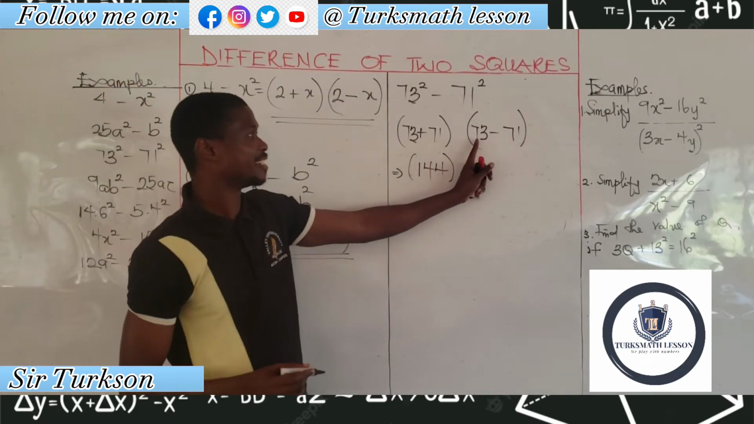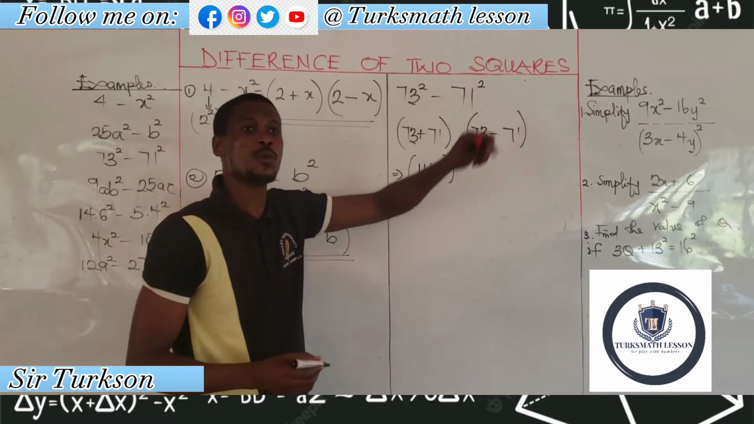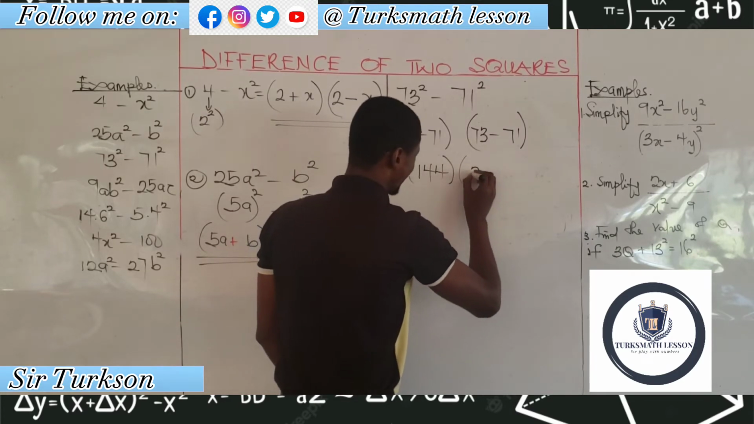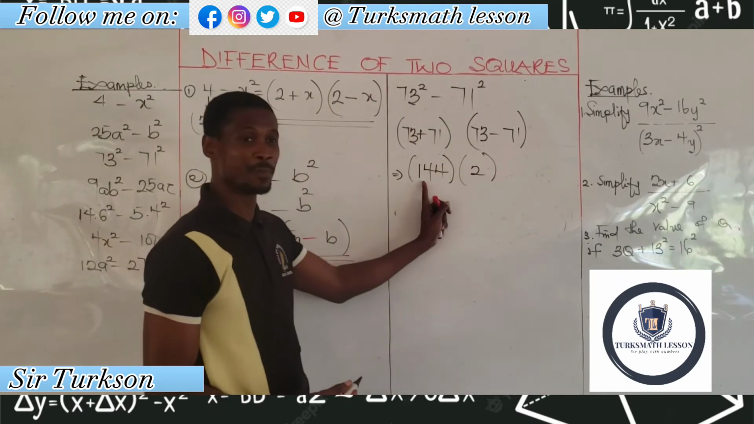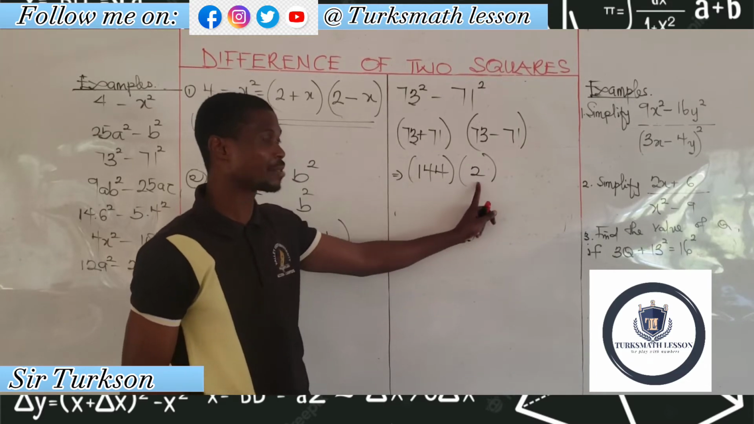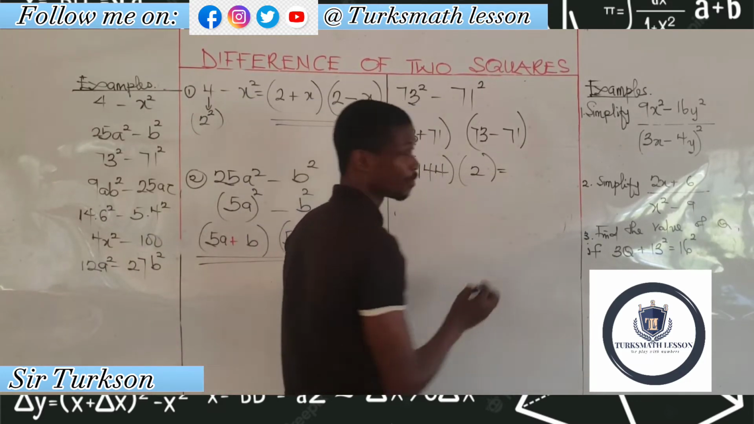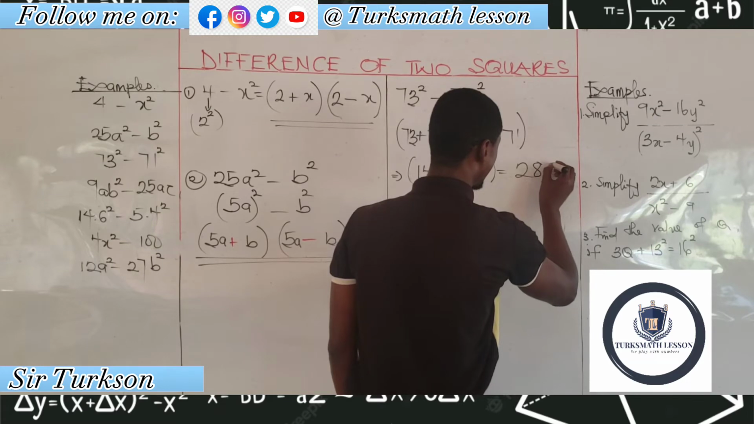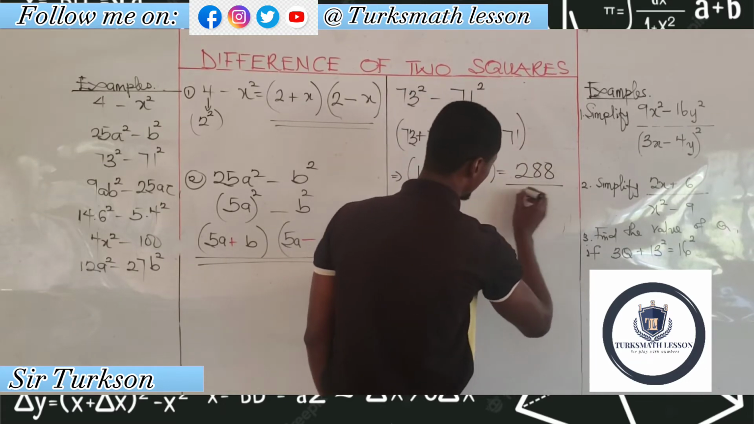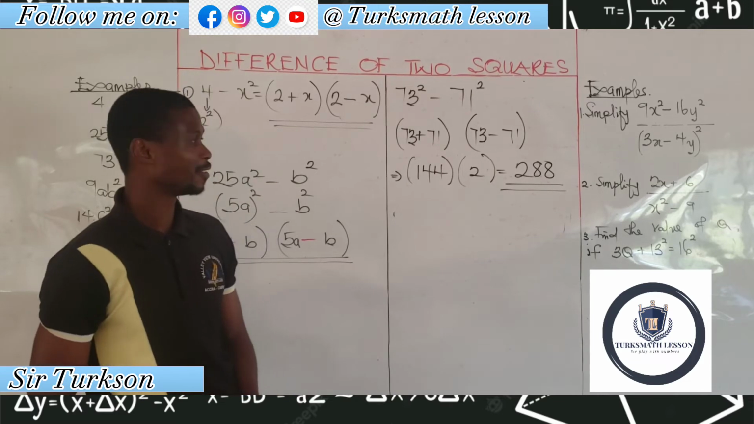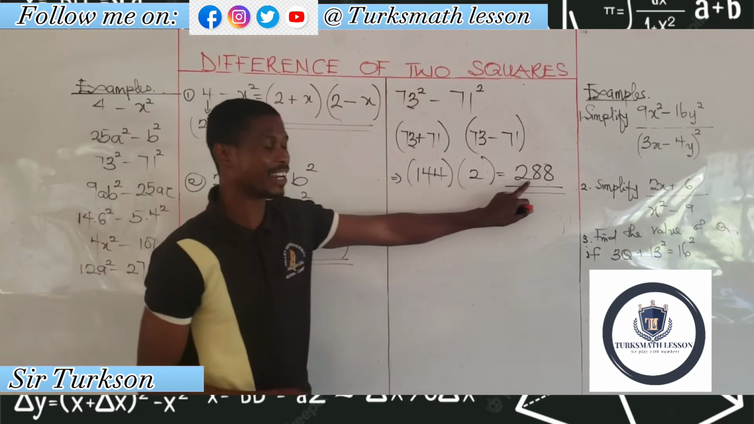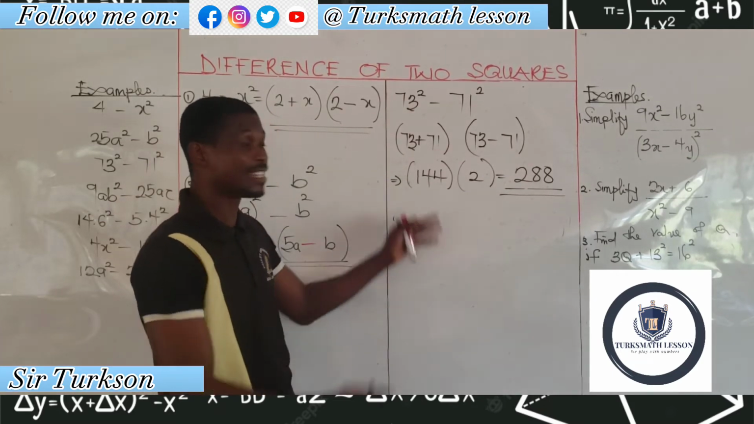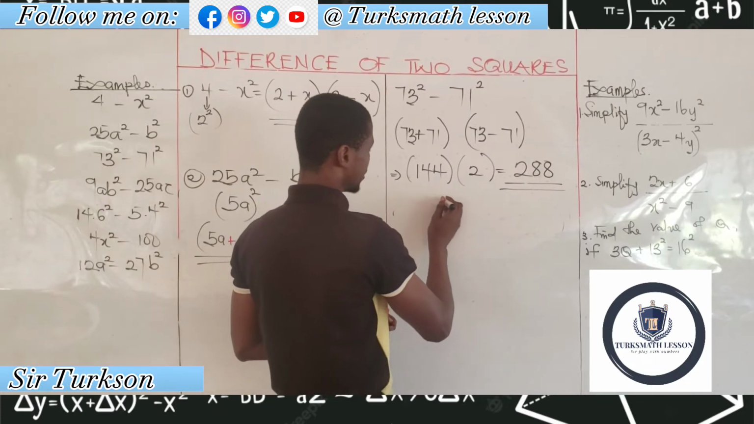Very good. Then 73 minus 71. Yes. 2. That's why it's very easy. Now let's multiply 144 times 2. 288. Beautiful. Very good. Clap for her. So we have 200 and what? 88. Do you understand? Very good. It's the same method. Short method.